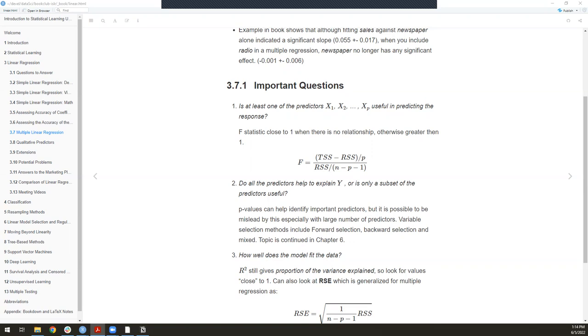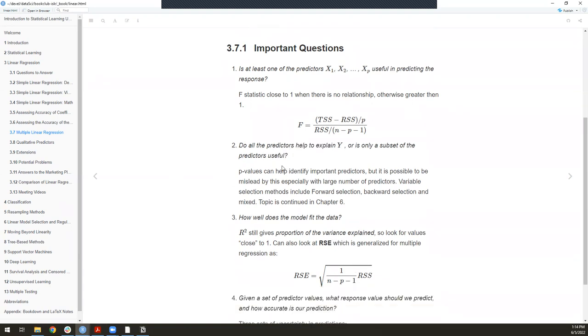I just looked at that section of the book again to see if they actually mention p-values for the F statistic. I didn't really see that mentioned. What they do mention, going on to the next question, is whether all the predictors help explain the response, or only a subset of them is useful. Here they say you can look at the individual p-values for each parameter, and that makes a lot of sense to me. If a parameter is important, it should have a small p-value. If it's not important, it shows a large p-value.